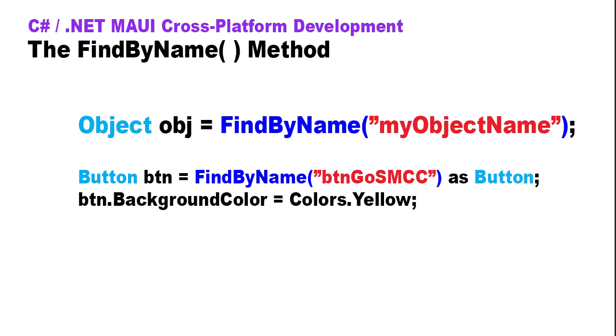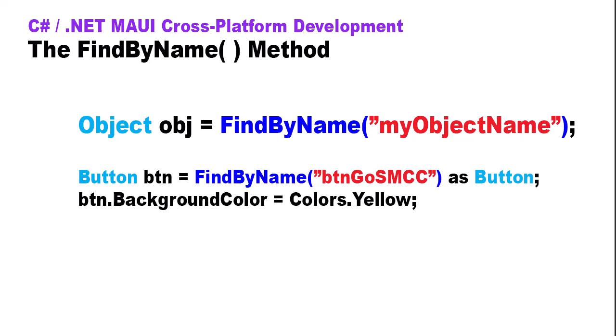FindByName method is very useful for referencing an object where you know its name. Maybe it's an object of several, and you don't want to write a ton of code to locate an object, maybe iterating through a list of objects, but you know its name, and so you can use the FindByName and pass it the name of the object, and it will return a reference to the object.